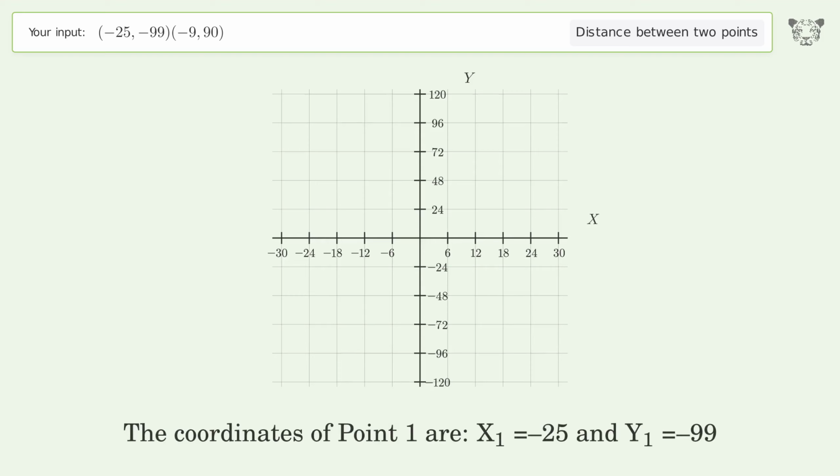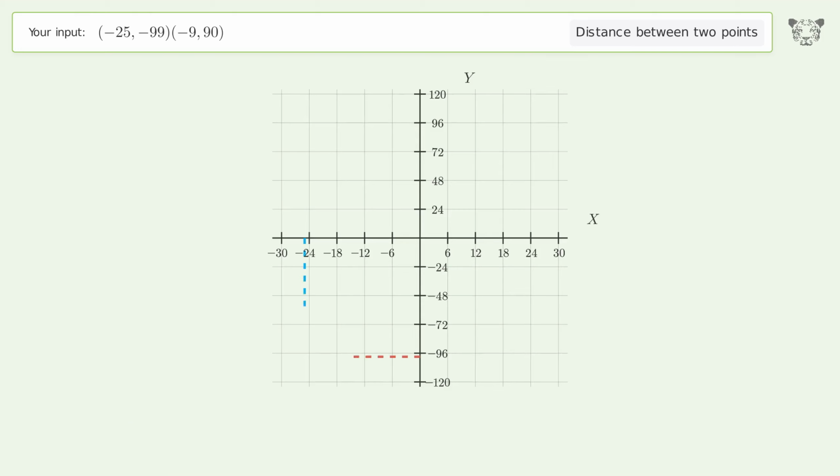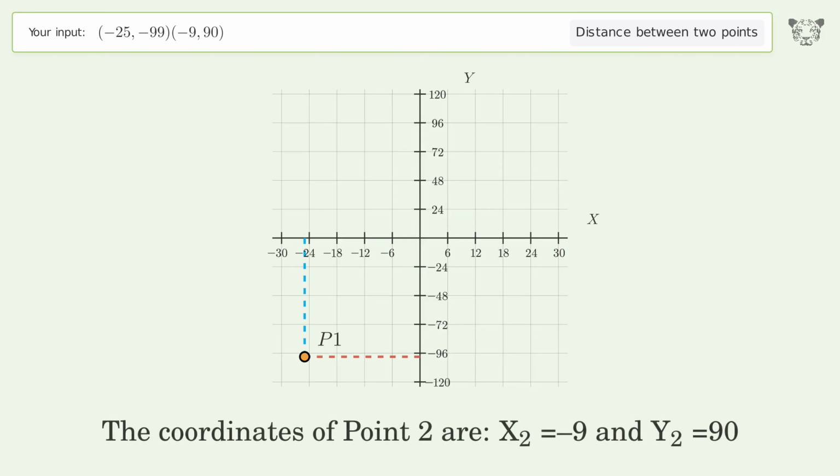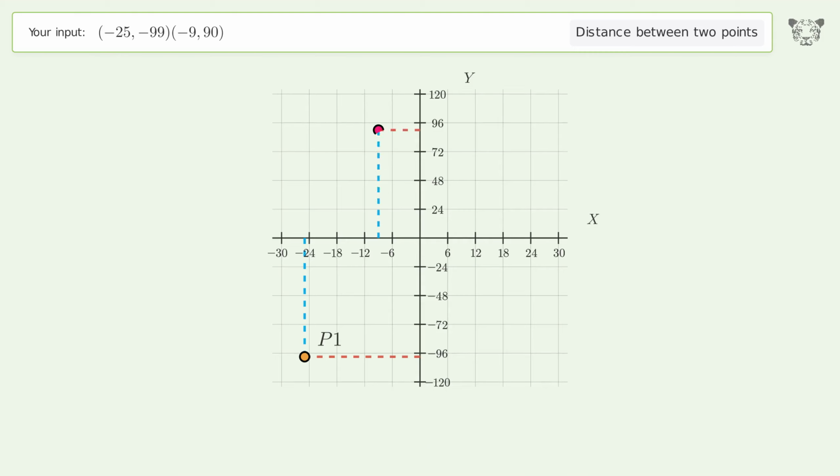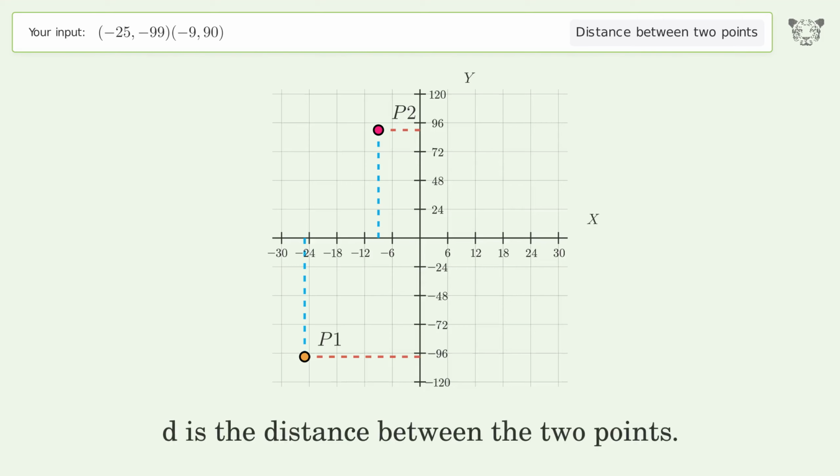The coordinates of point 1 are, x1 equals negative 25 and y1 equals negative 99. The coordinates of point 2 are, x2 equals negative 9 and y2 equals 90. D is the distance between the 2 points.